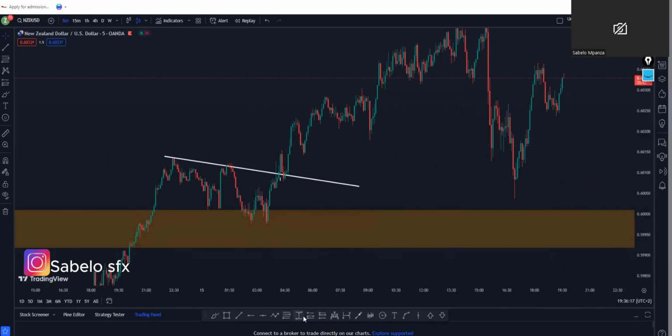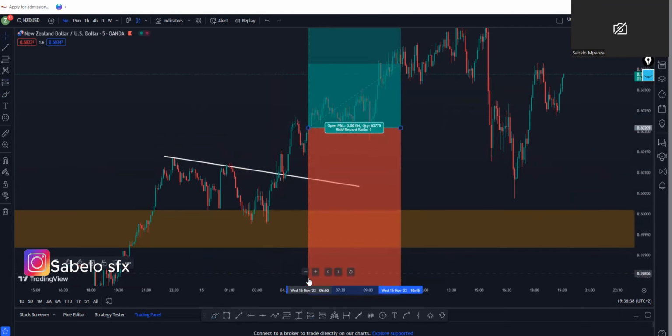Okay, so the market broke, boom. We don't buy here. We wait for a retest and some sort of a bullish engulfing. Then I ended up taking a buy somewhere here. Then my stop loss was below here. Okay, and then my entry was there.